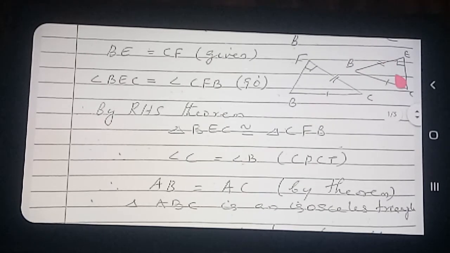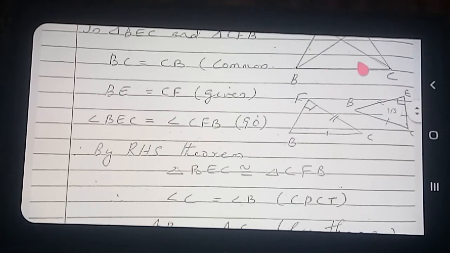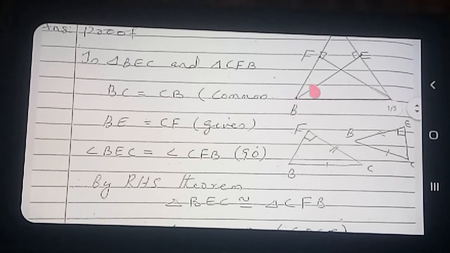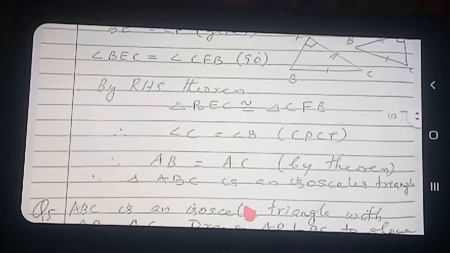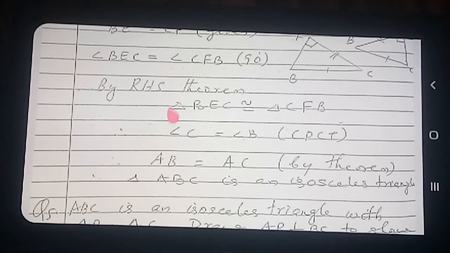In this triangle BEC, this angle C is a full angle coming, and angle CFB is also a full angle coming. Split angles are not to be taken. Only the full angle is taken. Angle BEC, once more you can see this angle BEC, so that full angle is coming here. Taking CFB, then also a full angle is coming. So angle C and angle B are equal. Then their opposite sides are also equal. Therefore, we can say triangle ABC is an isosceles triangle.